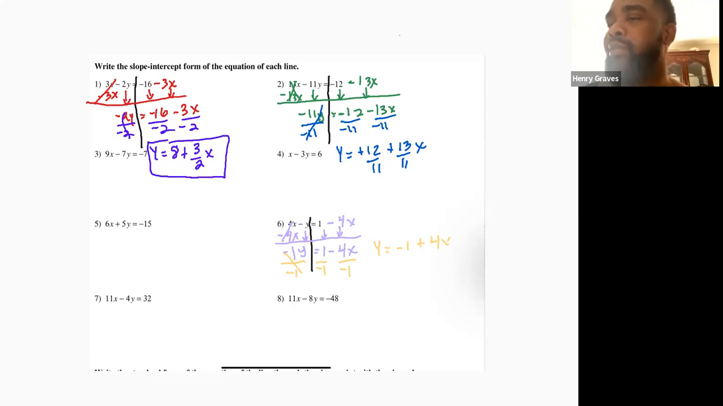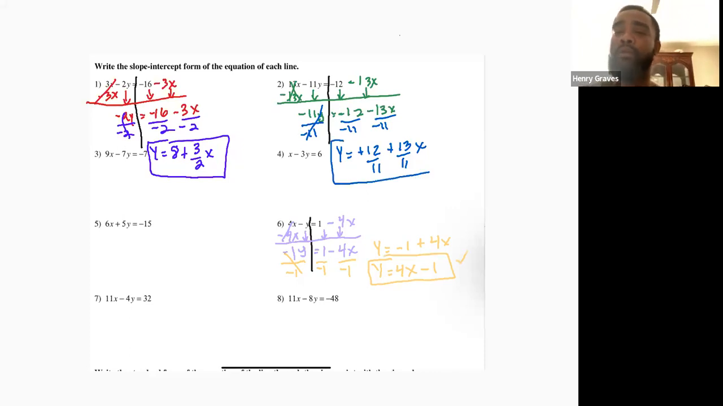Typically, a lot of times, when you get to high school, your teachers may ask that you make sure you write it where the slope comes first. But we're not there. You guys are not yet there, so I don't blame you.